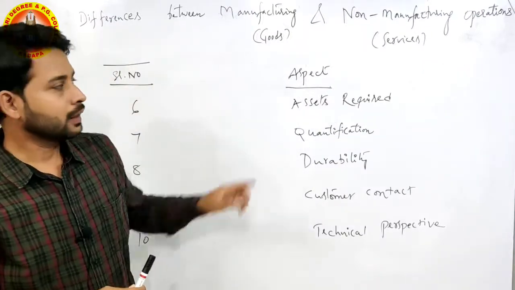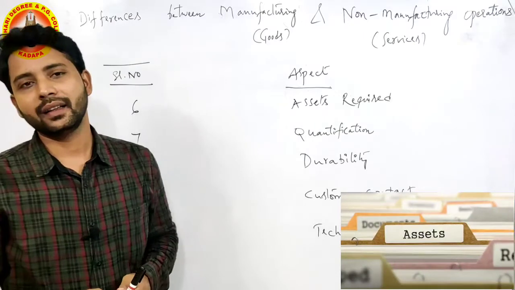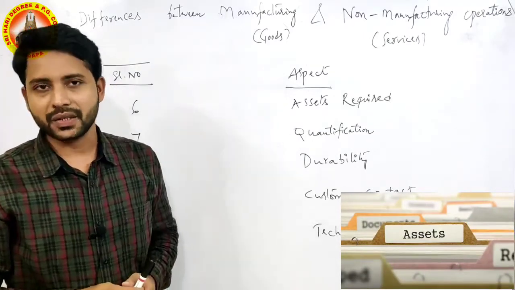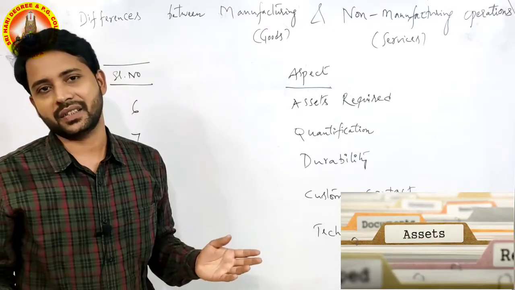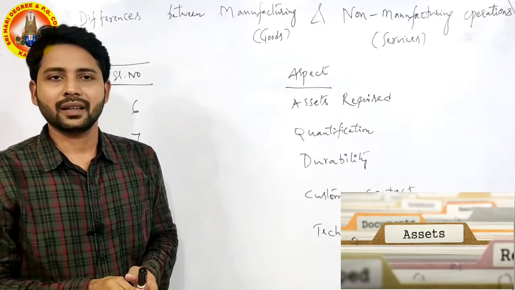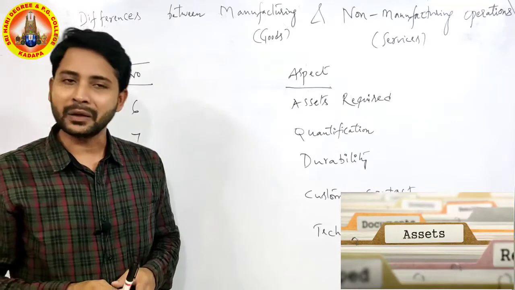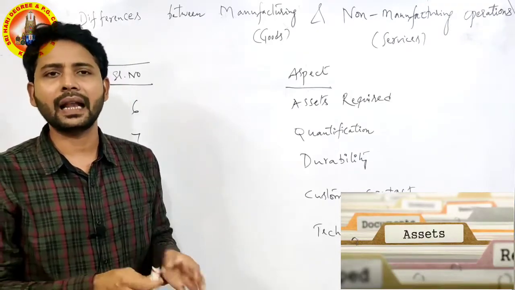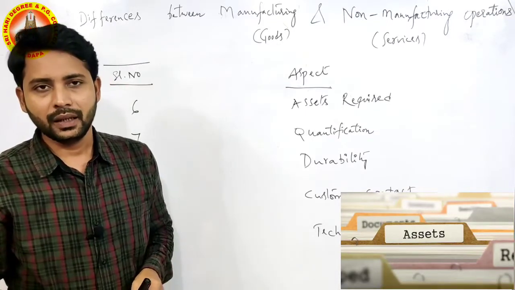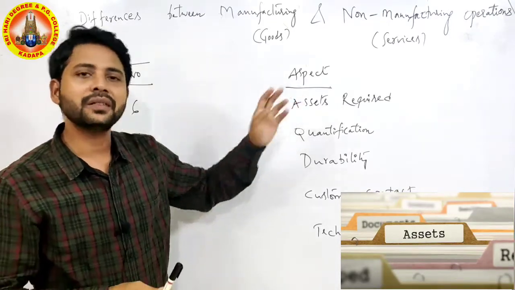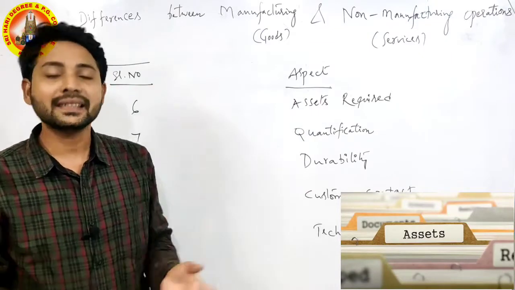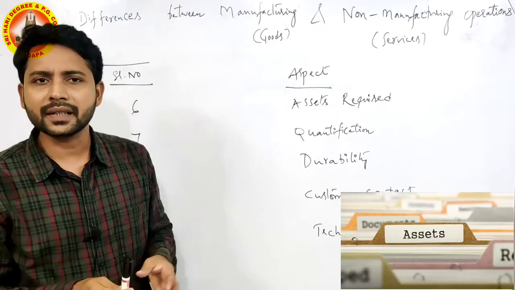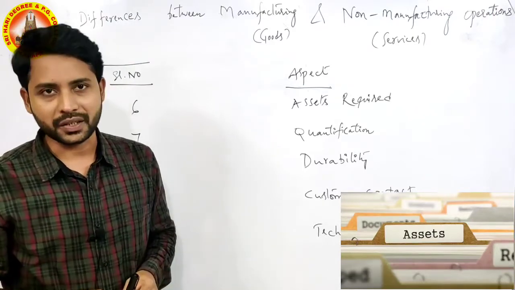Next aspect is the assets required. Manufacturing operations require more assets, because in order to produce a commodity or good, we require machinery, equipment and allied resources. Whereas services don't require that many huge assets. With limited assets only, we can carry out the operations.